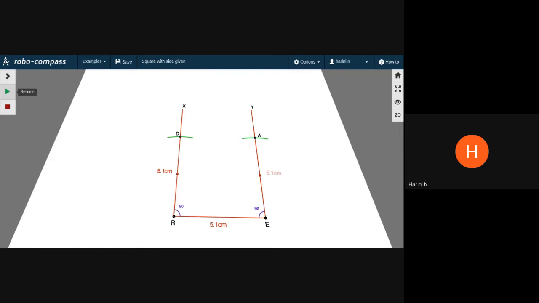Are they ready? So what do you think is the last step that you have to do to complete the square? Ma'am, we should join B and A. Yes. Join B and A and hence your square REAB will be ready. The next step, let's take your scale. Join the B and A and hence your square REAB is ready. All the four sides are 5.1 centimeter. You can check. Measure BA and see if it is exactly 5.1 centimeter. Definitely it should be.